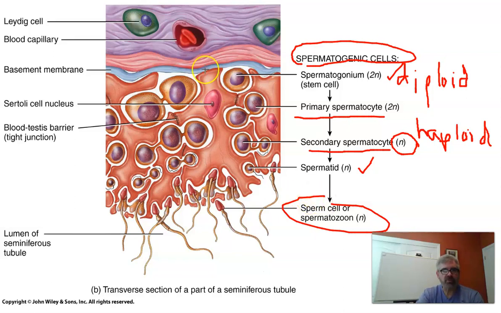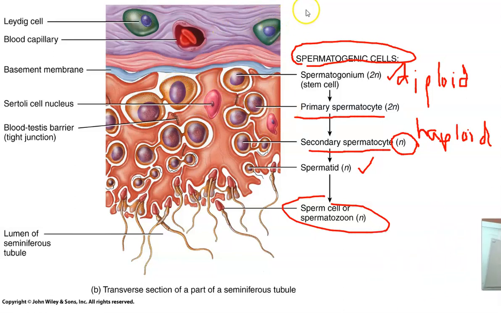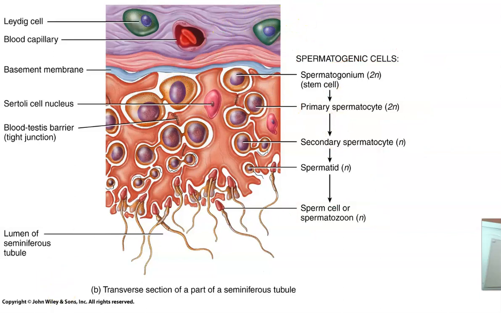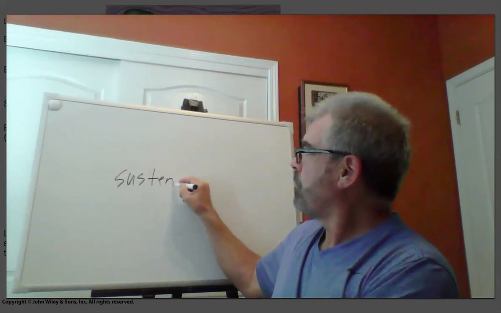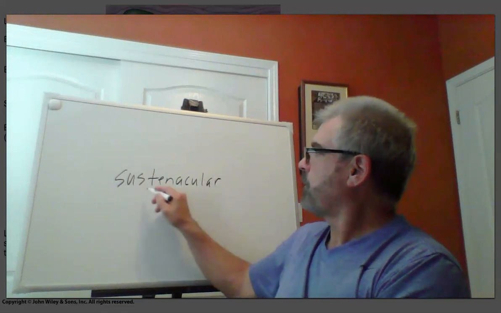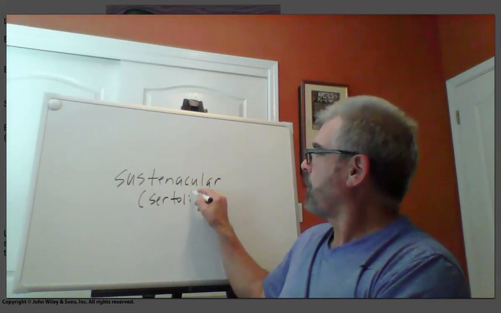So we have a few other cells we're going to see in our view here. And when you see it in this slide, you'll also see them there. Okay. A couple of these cells, embedded between the spermatogenic cells, are what are known as sustentacular or Sertoli cells. Sustentacular cells, Sertoli cells right here, these little ones here. So I guess I should probably write sustentacular up on our board so we can see the spelling in that. All right, so sustentacular cells. Okay, sustentacular or Sertoli cells.